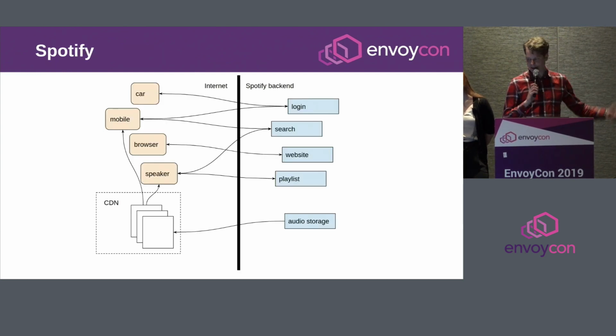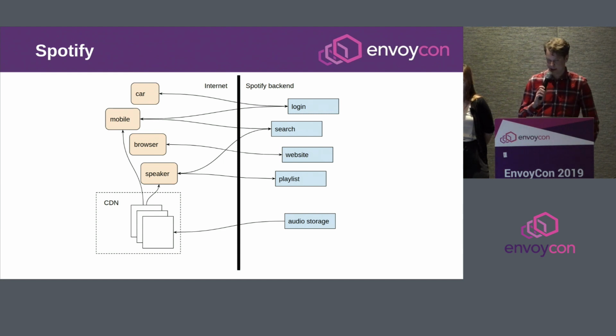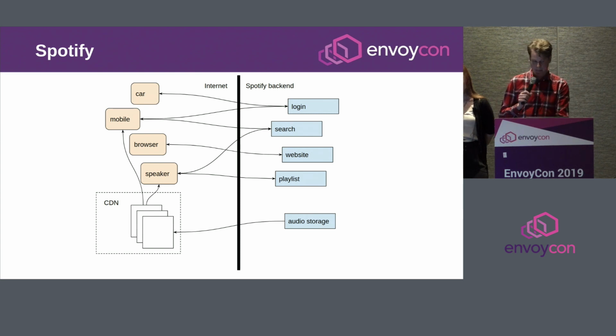You've probably seen dozens of these pictures. So on the left, you have the various Spotify clients, and on the right, you have the various Spotify backend services. One thing to note is that we serve content from CDN, so the actual music audio files and thumbnail pictures of album art and so on come from CDN. And this black line here is the perimeter, the border between the internet and our backend.